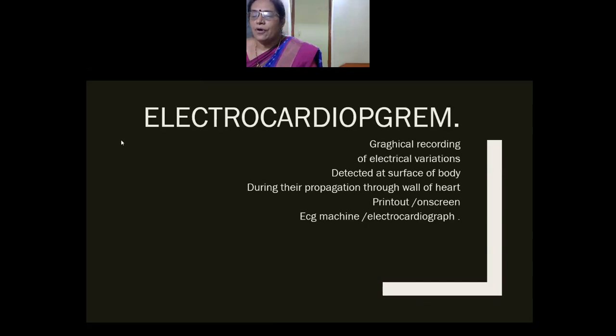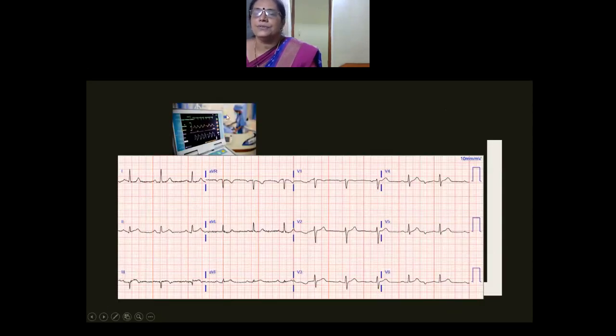And it is in the form of a printout, or we can observe it on a screen. Look at here. This is the ECG machine. We can observe it on that screen, as well as in the form of a printout. It shows different waves, PQRS waves. We will learn about it here.